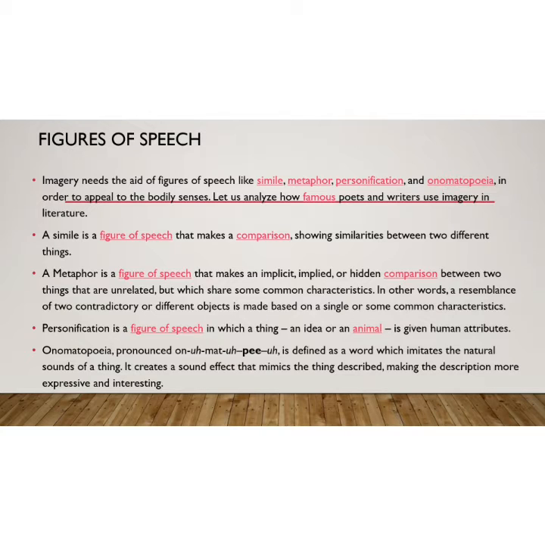Personification is a figure of speech in which we give animals and things human characteristics. Onomatopoeia is a figure of speech in which we have words that imitate sounds of things, like thunder, like bang, like the sounds of animals, like meow, or others.